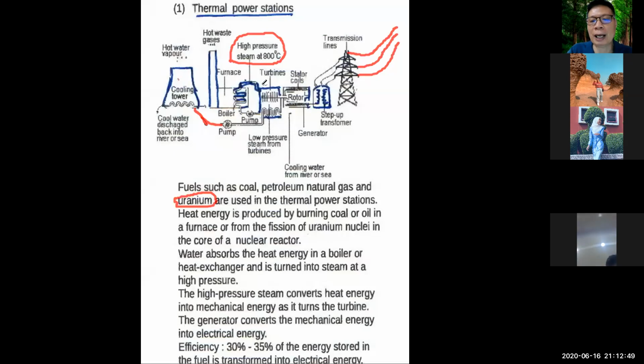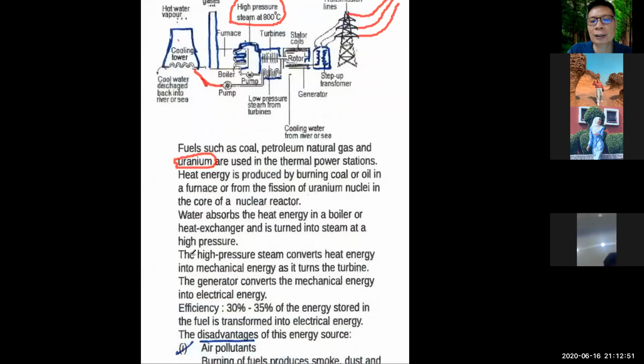This one becomes steam, high pressure. Okay, the high pressure steam converts heat energy into mechanical energy and turns the turbine. Generator converts the mechanical energy into electric. Okay, but it's very sad. Efficiency very low, 30 to 35% only. 30 to 35% of the energy stored in fuel transforms into electric energy. It's very sad. Okay, only 30 to 35% of the energy can change into electric.